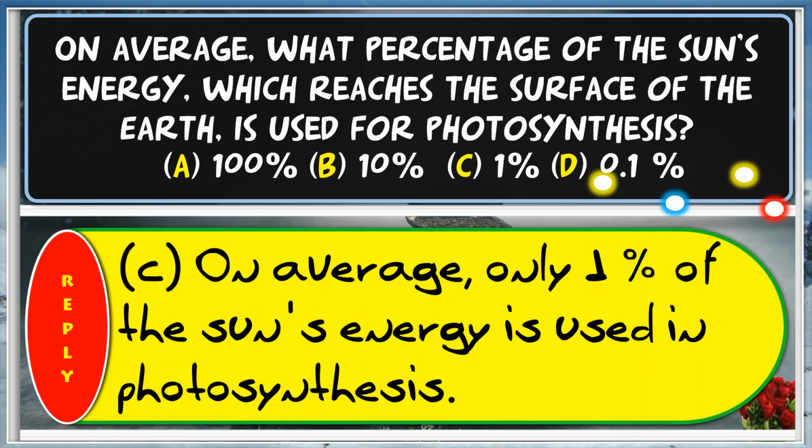It is C. On average, only 1% of the sun's energy is used in photosynthesis.